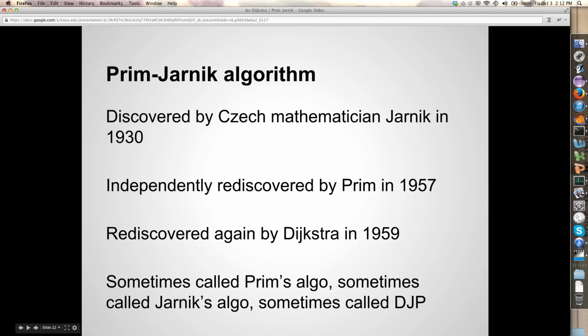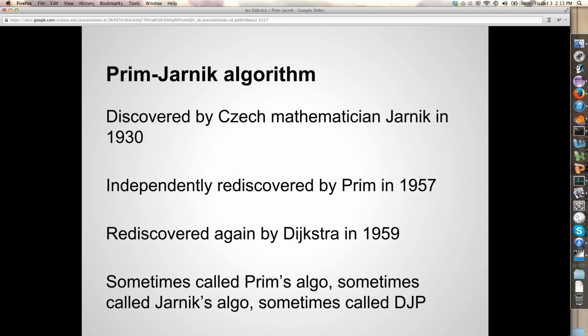Contiguous jump in time, Prim-Jarnik algorithm. So this is an algorithm for the minimum spanning tree that was discovered by Czech mathematician Jarnik in 1930. Now it was actually rediscovered by Prim in 1957 and rediscovered by Dijkstra again in 1959.